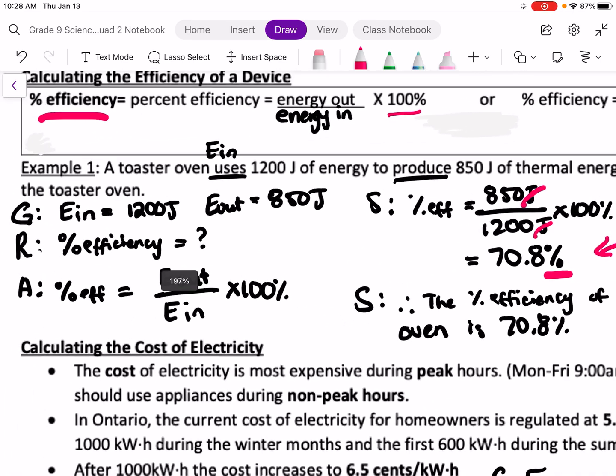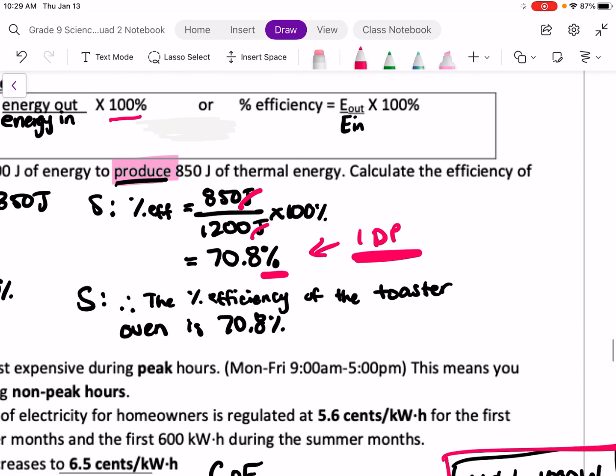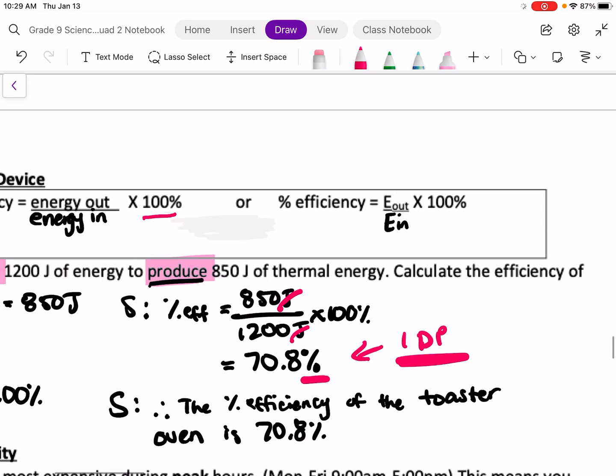So if we have the word uses, that means that energy is coming in from the wall or wherever it's coming in from. If we're producing, that's energy going out. So if I have 1200 joules coming in and 850 joules going out, I would put that into my equation. 850 divided by 1200, my joules will cancel. I'm going to times that by 100% and I get 70.8%.